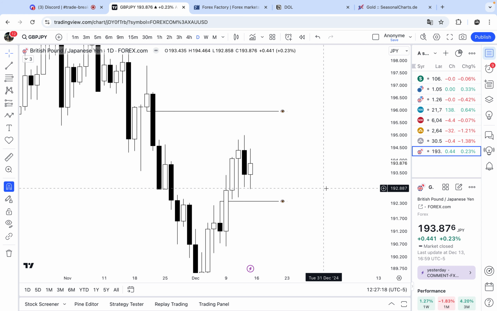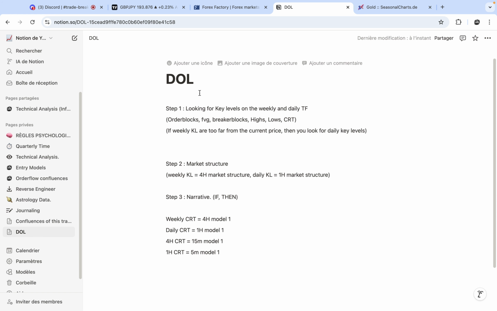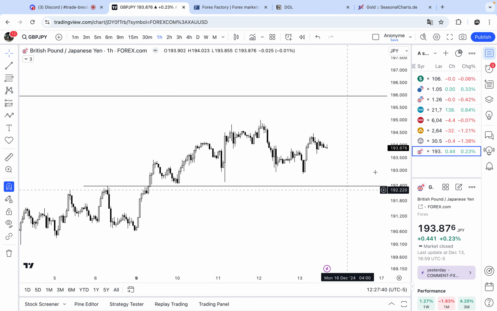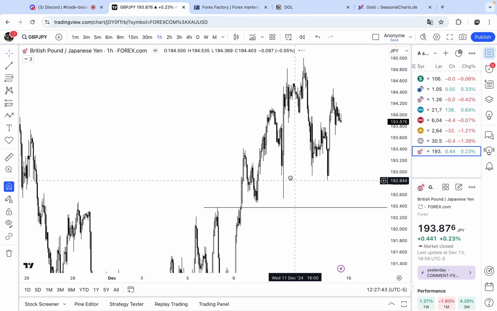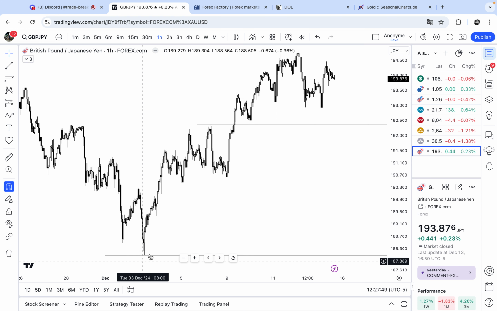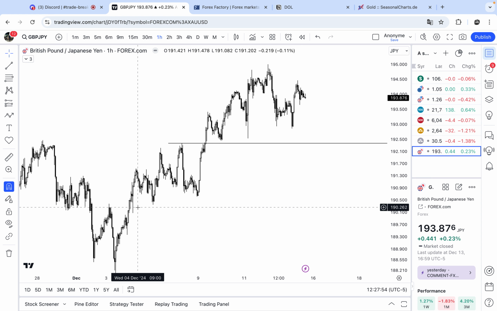From now on, we want to look at market structure. Since we are interested in daily key levels, we want to look at the 1 hour market structure. That's what we're gonna do. We're gonna look at the 1 hour structure. And what can we see? Then it's pretty clear, bro. We are bullish. Look at that. Since this point, look, market structure shift. Market structure looks super clean on JJ.